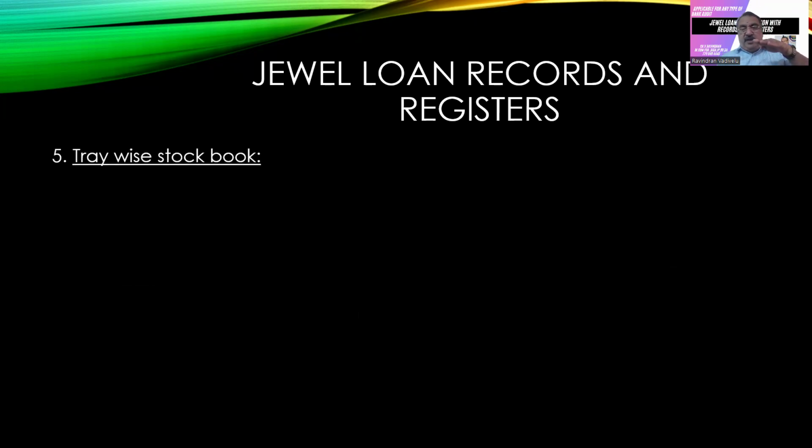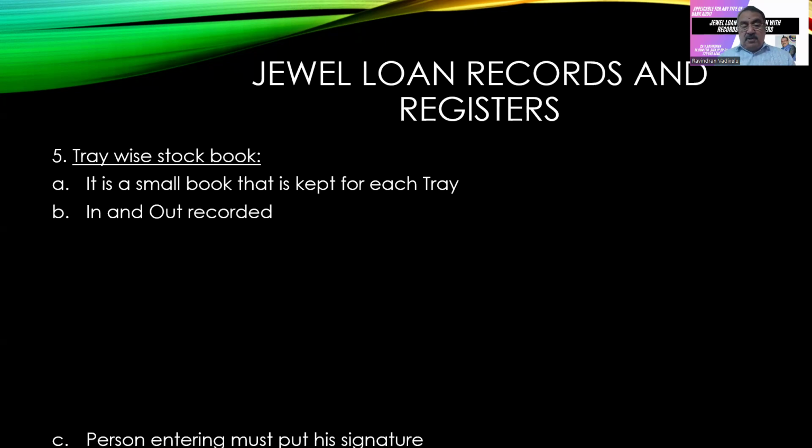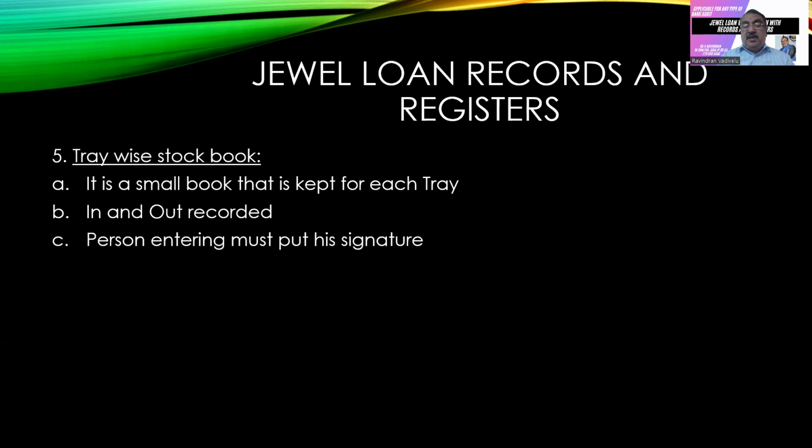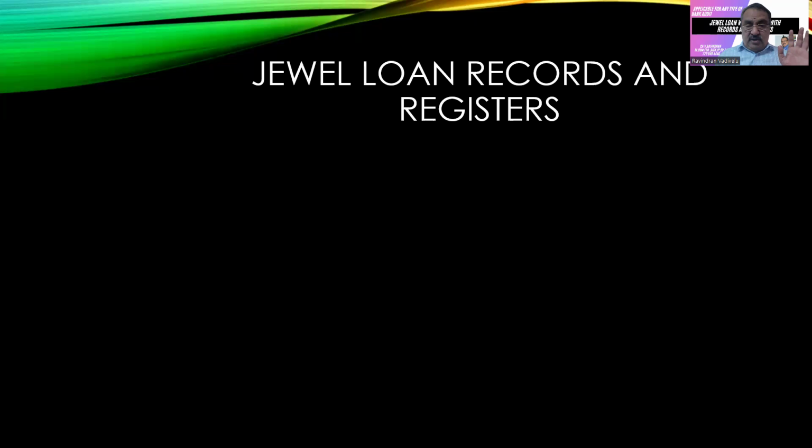For each and every tray, there is one small passbook. So you have to take that passbook, see the stock mentioned in it, and physically count the stock in that particular tray. It's a small book kept in each tray, and the in and out of that tray should also be recorded in the passbook. The person who makes the entry has to affix his signature in the passbook, because he is the person who is taking the jewels out and putting the jewels inside. Tray-wise stock must be consolidated, and all this should be compared with the overall jewel loan stock register. This exercise must be carried out by the chartered accountant also during the statutory audit.